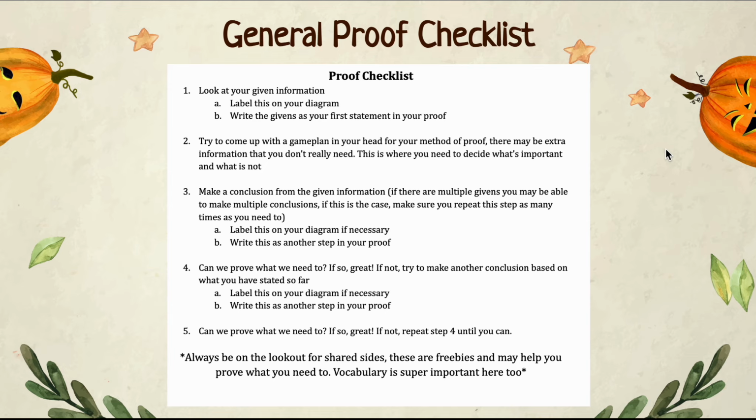All right, so this proof checklist is something generic that you guys can use for every proof that you do. And I'm not gonna read through all the steps. I'll read through the steps as we go through an example. But these five steps, again, it's not just with triangle proofs, it's with any type of proof.